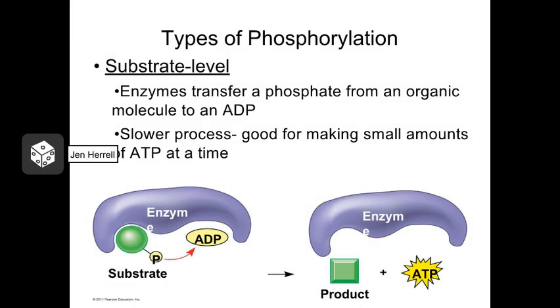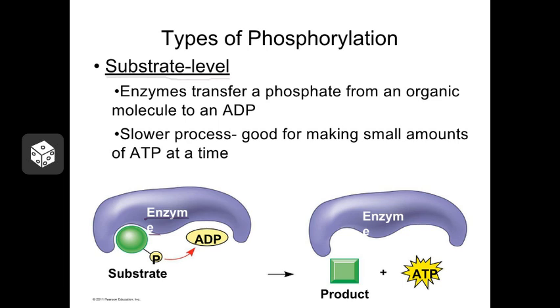There are a couple of different ways to phosphorylate ADP into ATP. In other words, there's a couple of different ways to make ATP. The first method is slower but simpler, and it's known as substrate level phosphorylation. Now think about this. Where have you heard that word substrate again? Well, substrate, of course, those are molecules that fit into enzymes. They are the molecules that enzymes work on.